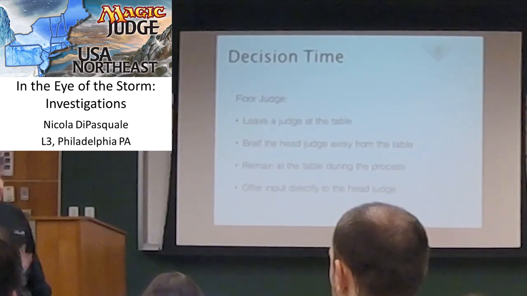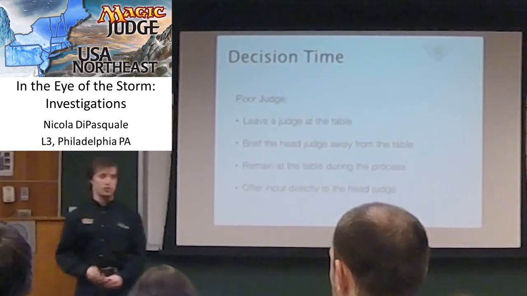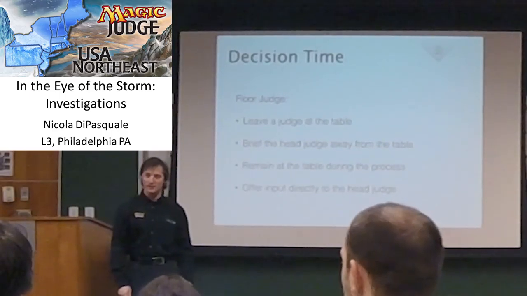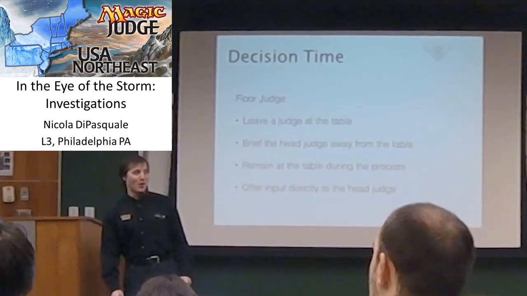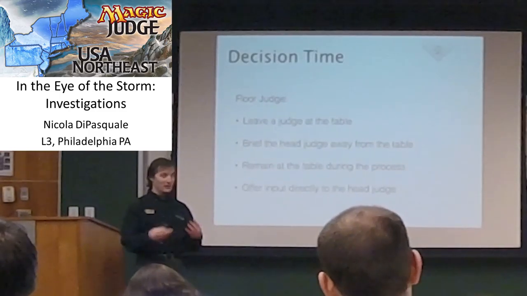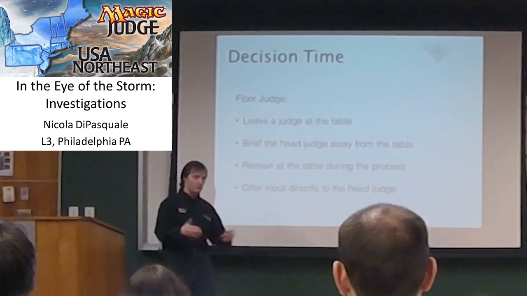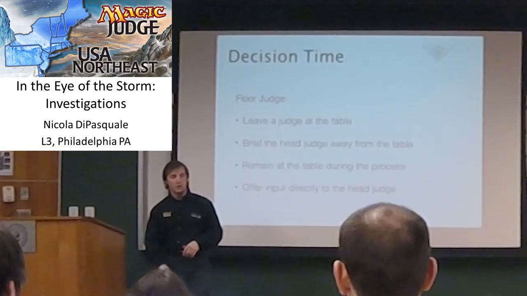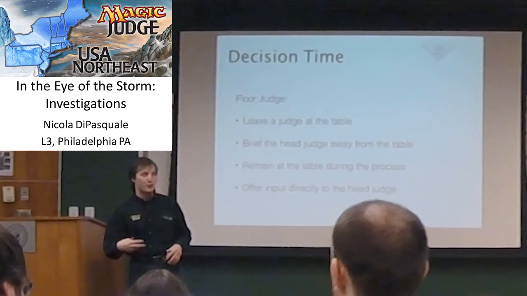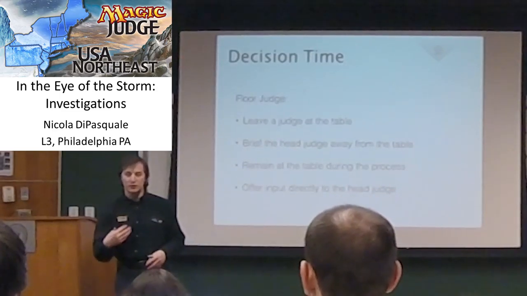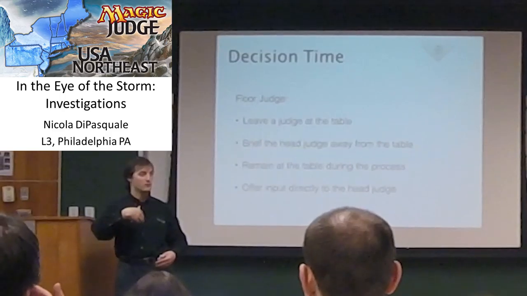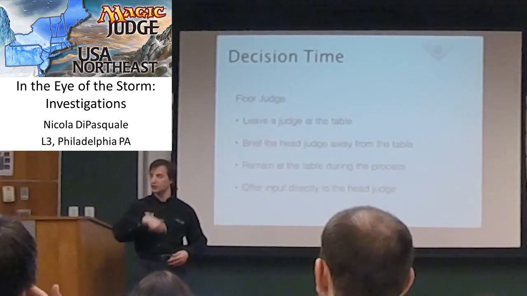So for the floor judge who is responding, you want to reach the head judge away from the table. Do not tell the head judge, I think Joe is cheating. Not good. Joe can hear you. Joe knows what's up. Sorry, Joe. He was right there in the sweet spot. So we want to be back over here. We're going to talk to the head judge away from the table, right?